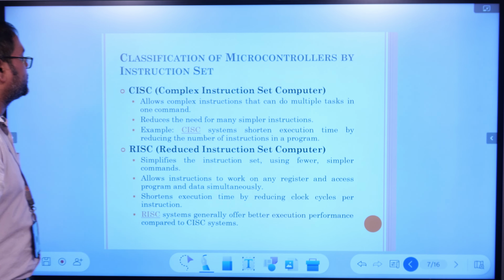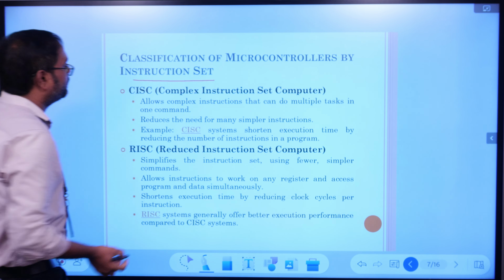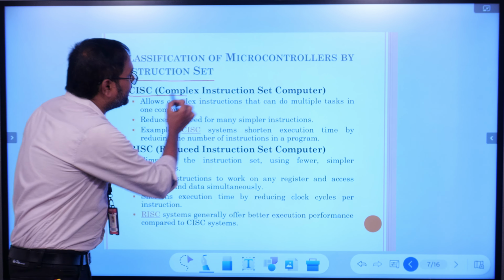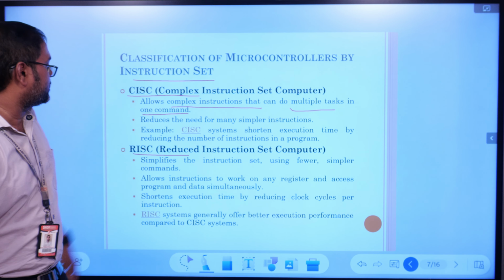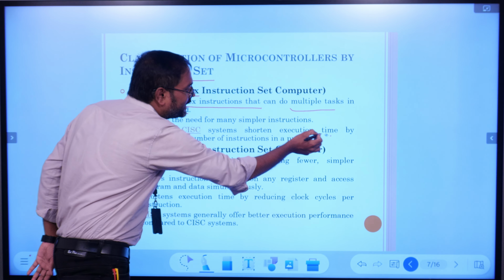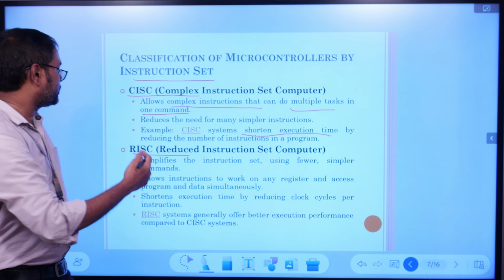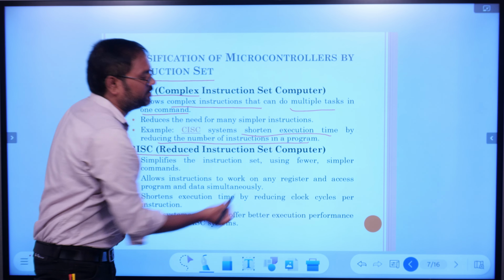And coming to the next classification, this is about the instruction set. The first one is the CISC, complex instruction set computer, and the second one is the RISC, reduced instruction set computer. And coming to the CISC operation, here complex instructions are allowed, so that it can perform multiple tasks in one command. So in one command, this particular system can perform multiple tasks. And this system will shorten the execution time. The execution time will be reduced by reducing the number of instructions in a program.